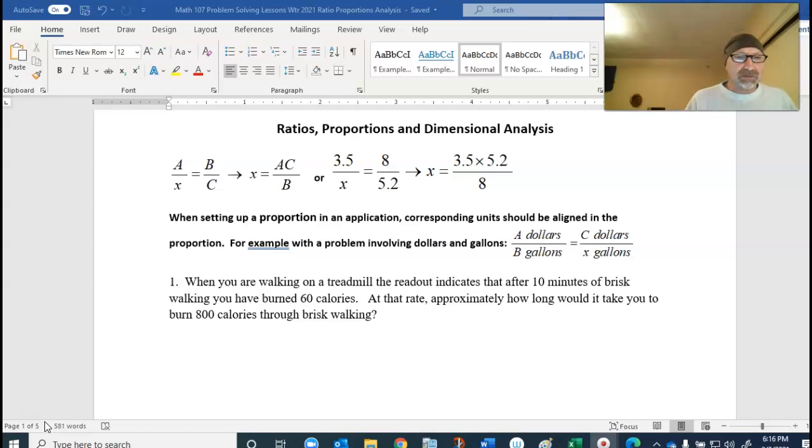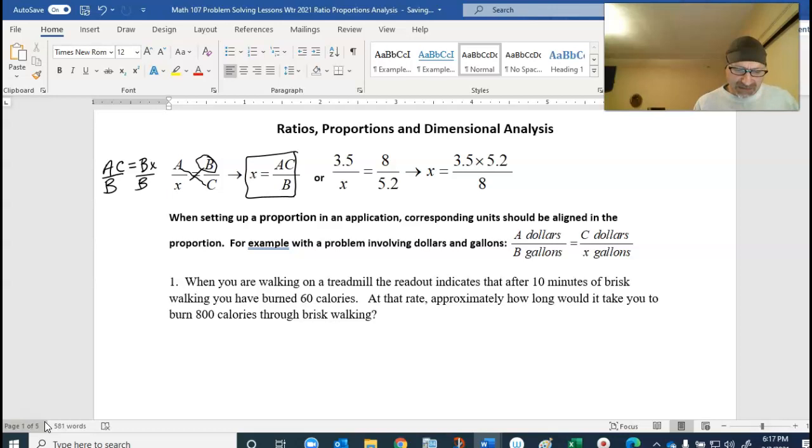So the idea of a proportion is that you have two ratios that are set equal to each other, like A over X is equal to B over C. You can solve a proportion if X is the unknown. Then you cross multiply the A and the C and you divide by B. Now this comes from the idea that a proportion is when you multiply diagonally, AC should equal BX. You cross multiply, but then you'll divide both sides by B. And so that gives us this solution that X is equal to A times C over B.